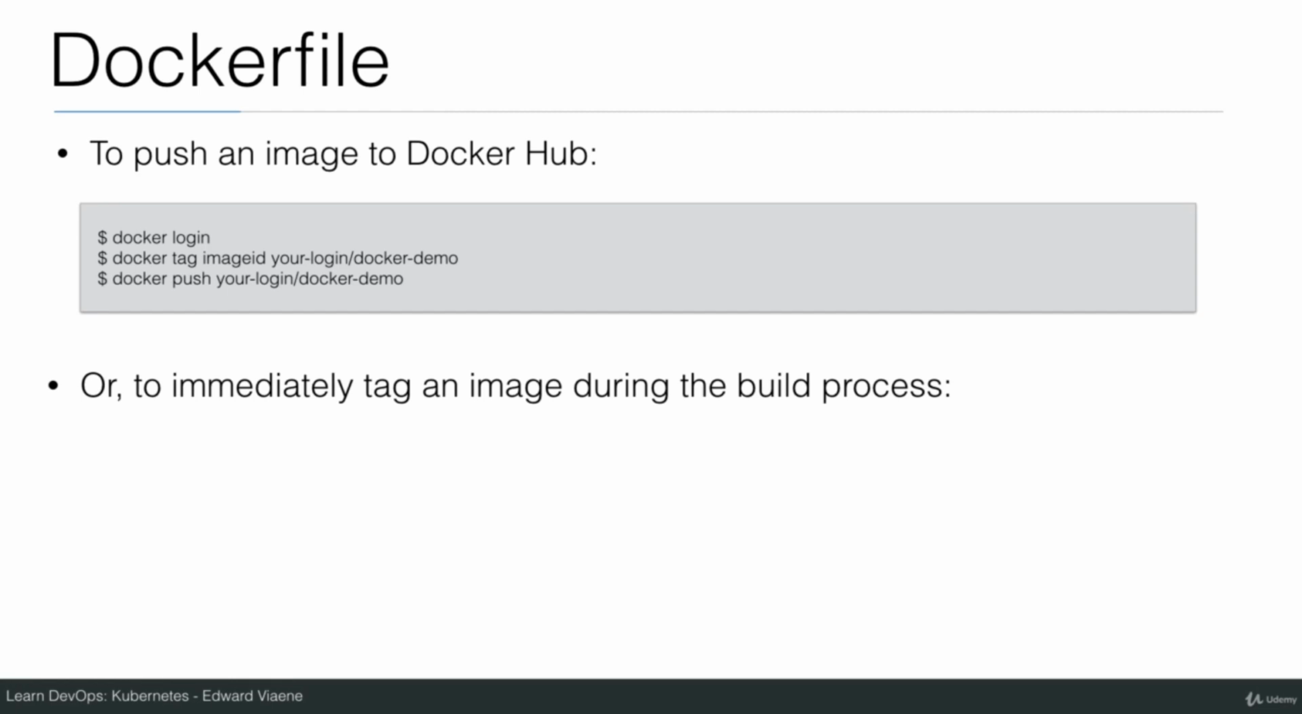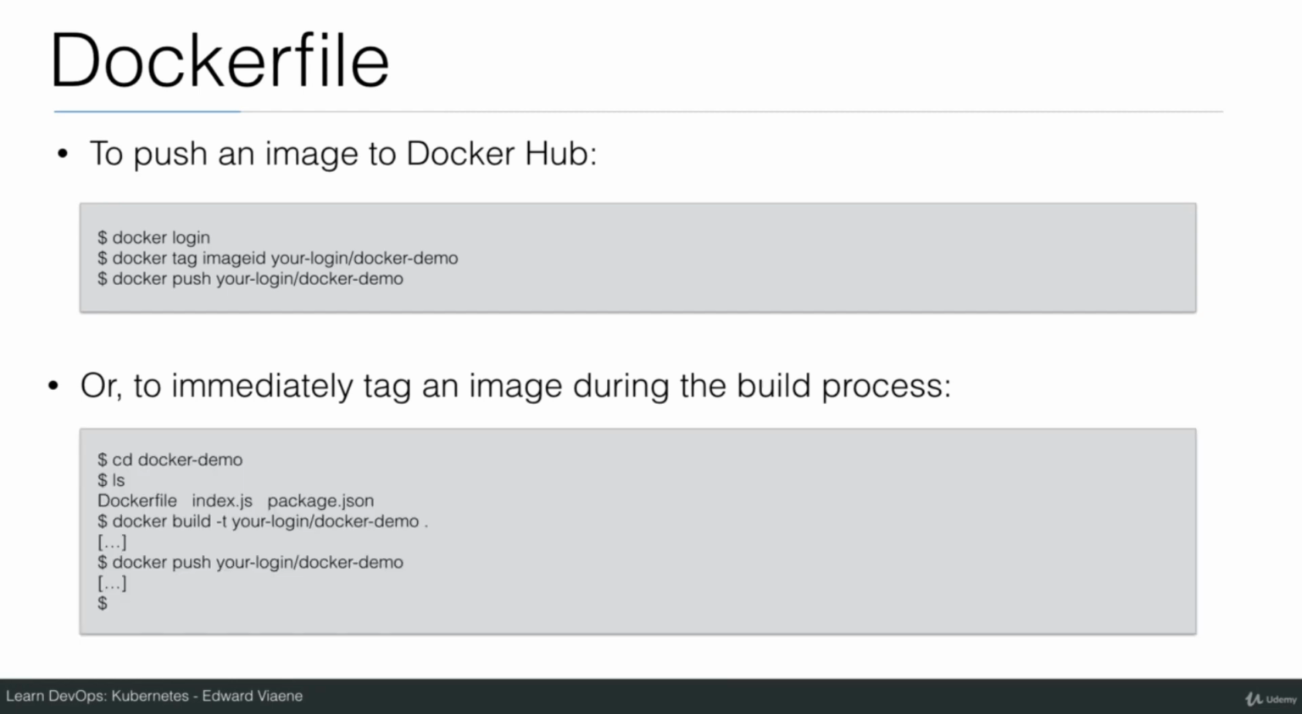Or to immediately tag an image during the build process, so you don't have to do it in two steps, you can go to Docker demo, do the Docker build again, and then use -t to immediately tag your build. And then you can also log in and push your Docker image to Docker Hub or to any other registry that you want to use.